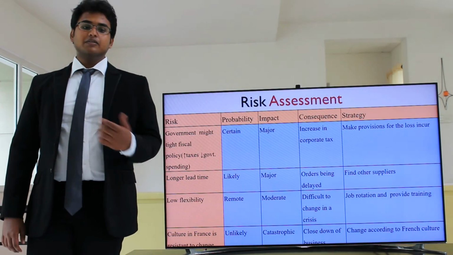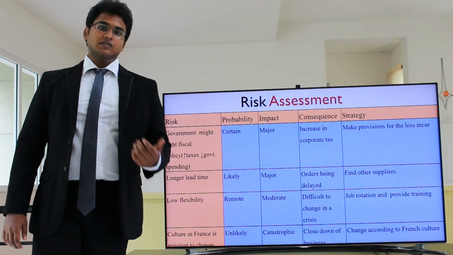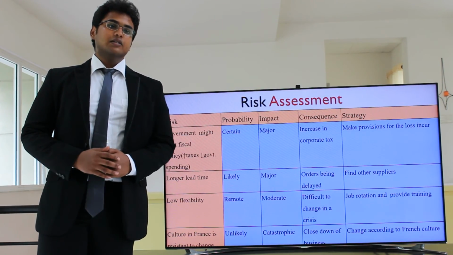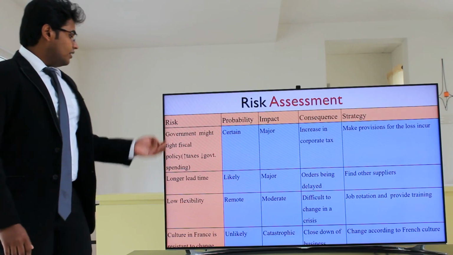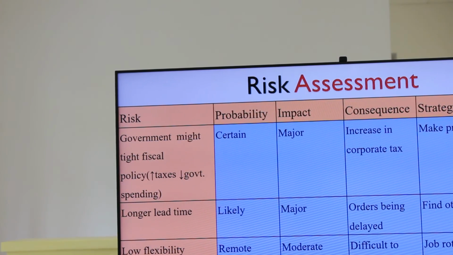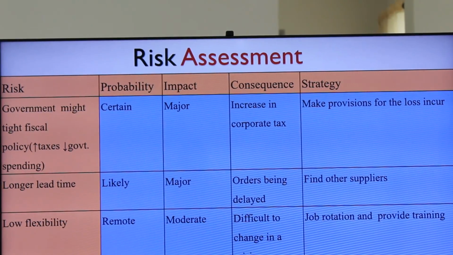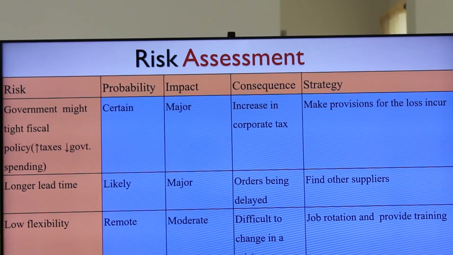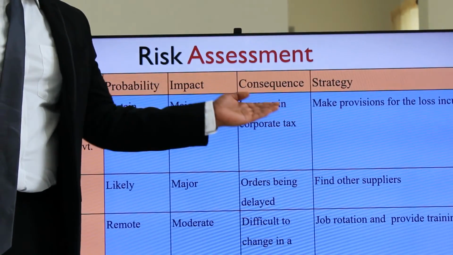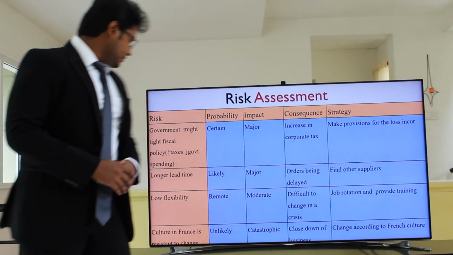Lastly, when talking about the risk assessment of the firm, the risks are mentioned in PESTEL and SWOT earlier, and the risk assessment is done only for the business venture in France. The first risk would be the tightened fiscal policy that would increase government taxes. The profit would be certain and the impact is major because the corporate tax level would increase and the post-tax profits would fall. So we have thought about a strategy to make provisions from now itself for the lost income.